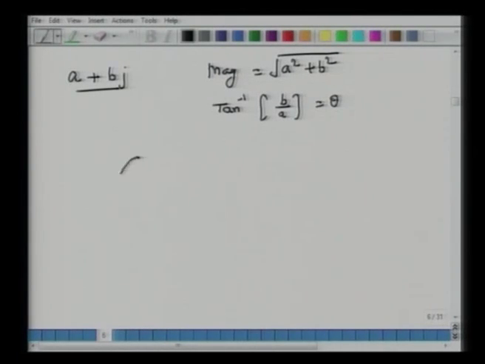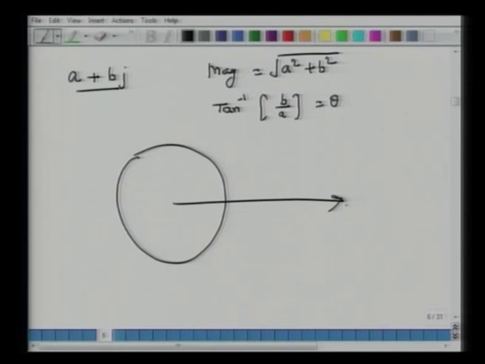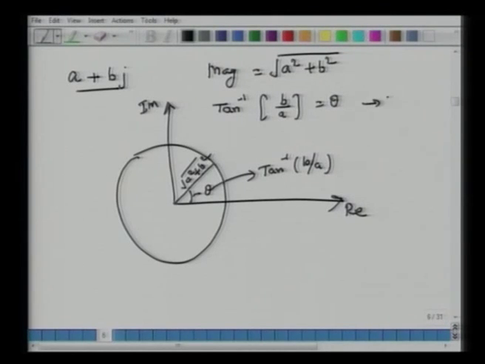So using such an approach, again I construct a circle. This is my real axis, imaginary axis. That's my radius, and the magnitude is the square root of a square plus b square, and that's the value of theta, which is tan inverse b over a. And this is in radians. So if I have any number, 3 plus 4j or whatever number I have, I should be able to fairly easily represent it in this graphical format.